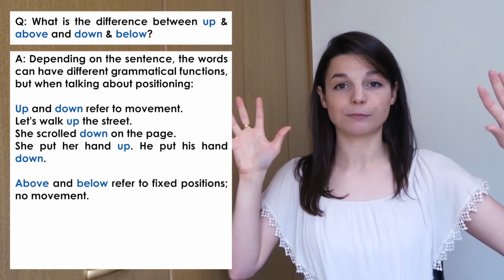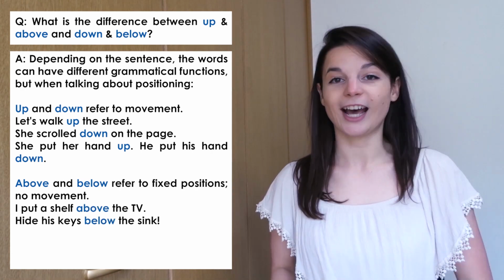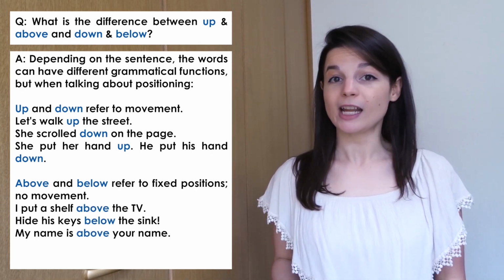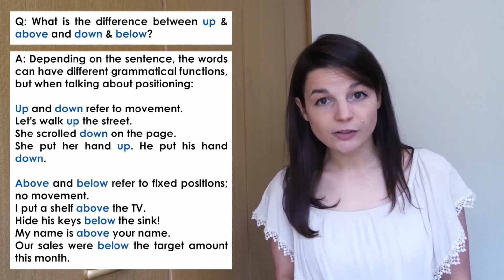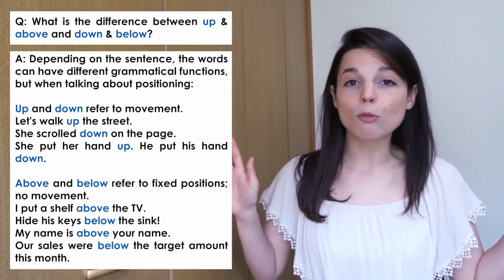So, examples. I put a shelf above the TV. He hid his keys below the sink. My name is above your name. Our sales were below the target amount this month. So in each of these example sentences, there's no movement happening.